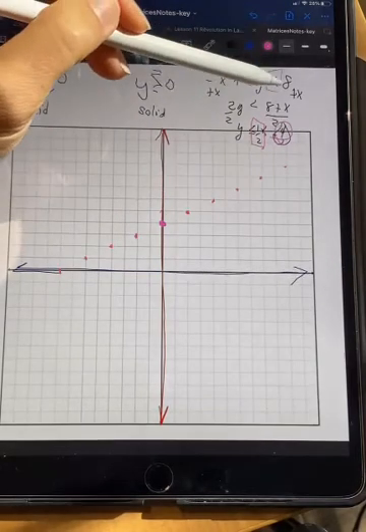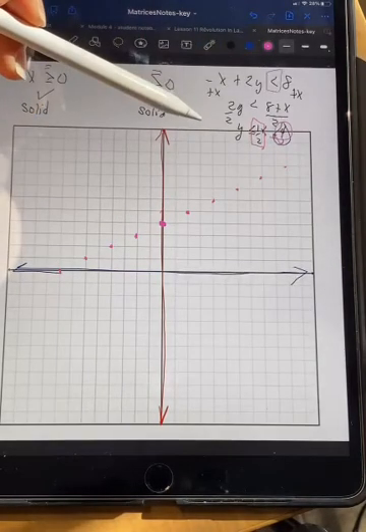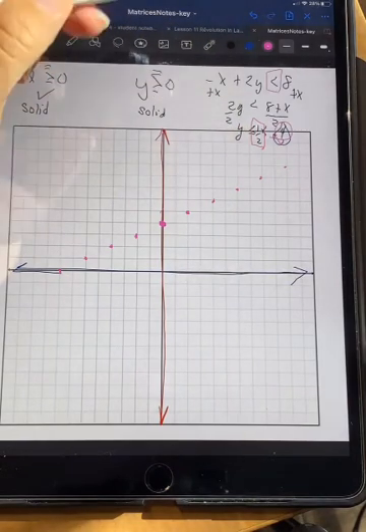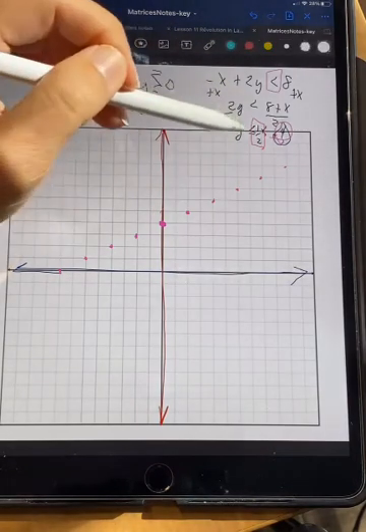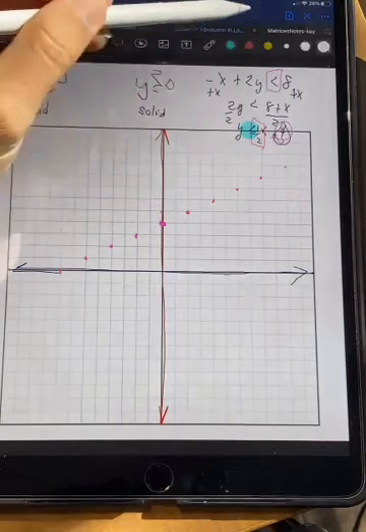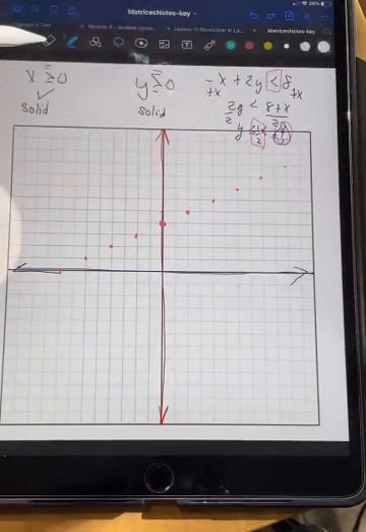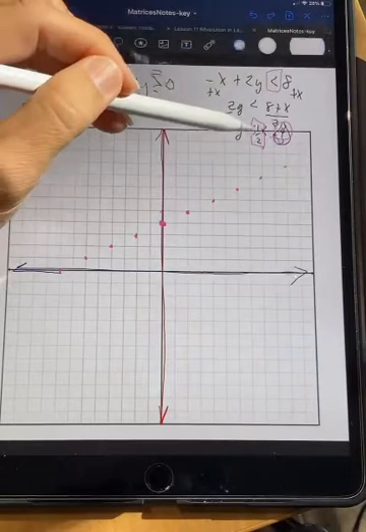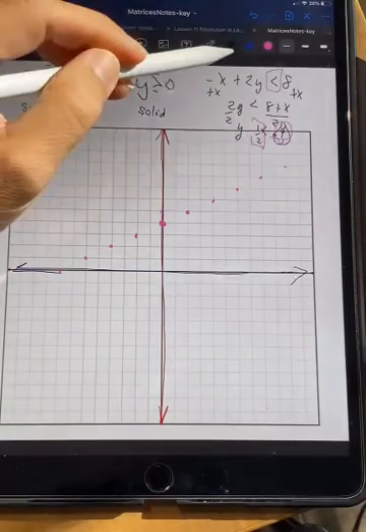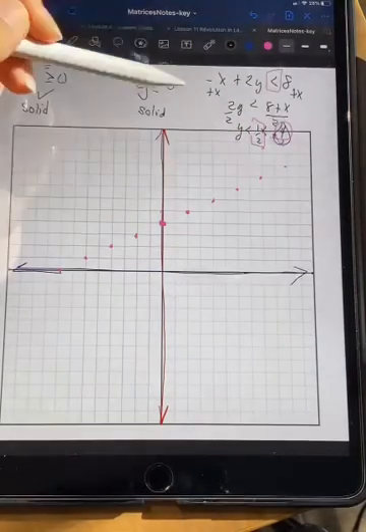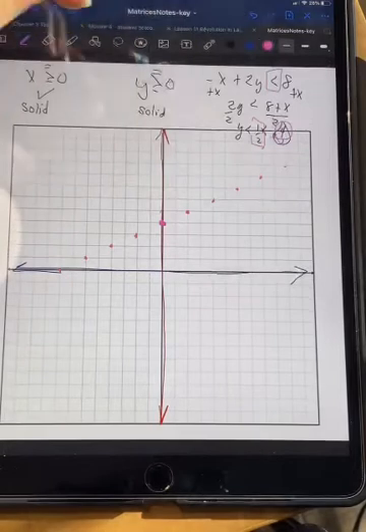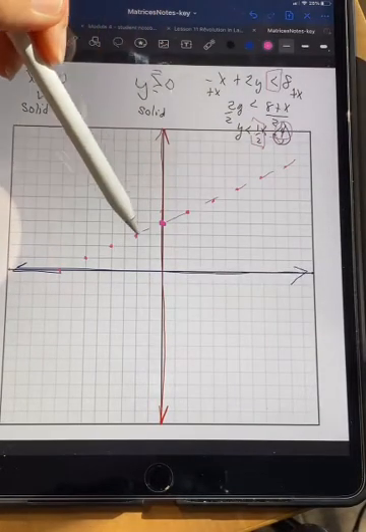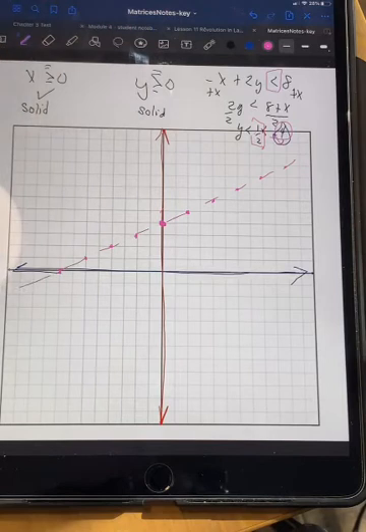And then I go back and look. Well, I had just a less than sign. And right here I actually wrote less than or equal to, so I did that incorrectly. This should just be, oops, well that was wrong. I meant to do this. That should just be a less than sign. So since it's just less than, it is going to be dotted. So we're going to dot our line through there.